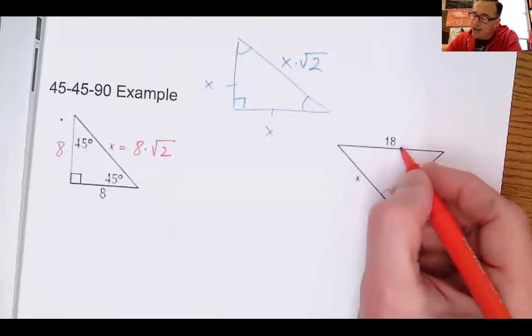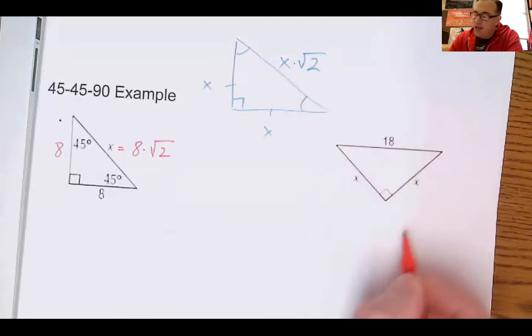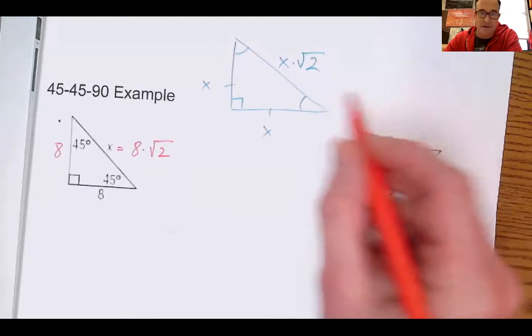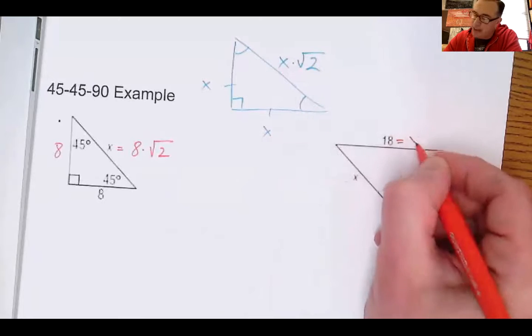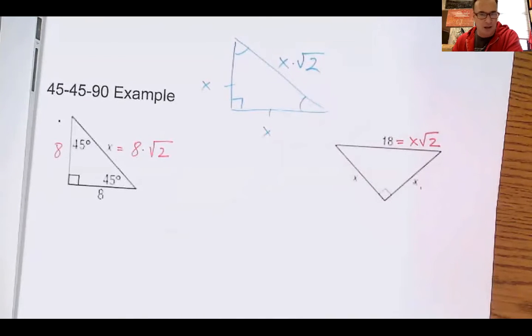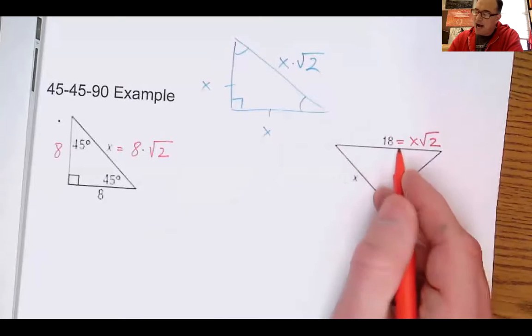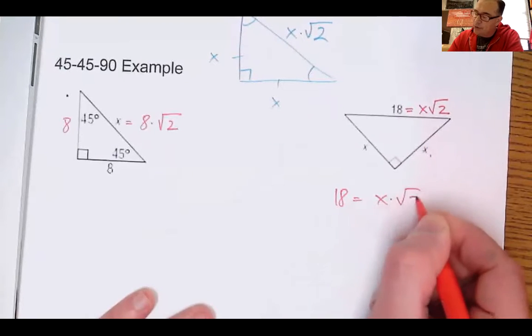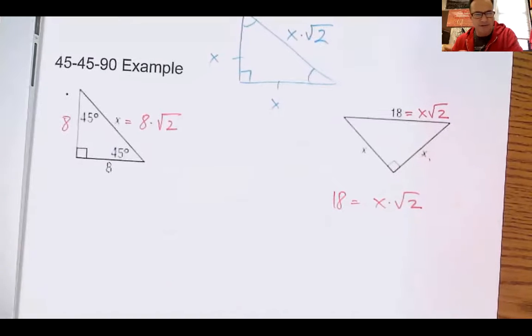So right now, I know that 18 is my hypotenuse. And I know that these are x. So what this would then mean is that we are looking at a variable and square root of 2. So x square root of 2 is going to equal 18. That's ugly, but that's okay. I'm going to write this equation out here that 18 is equal to x times the square root of 2. How would I solve this for x? What would I have to do?